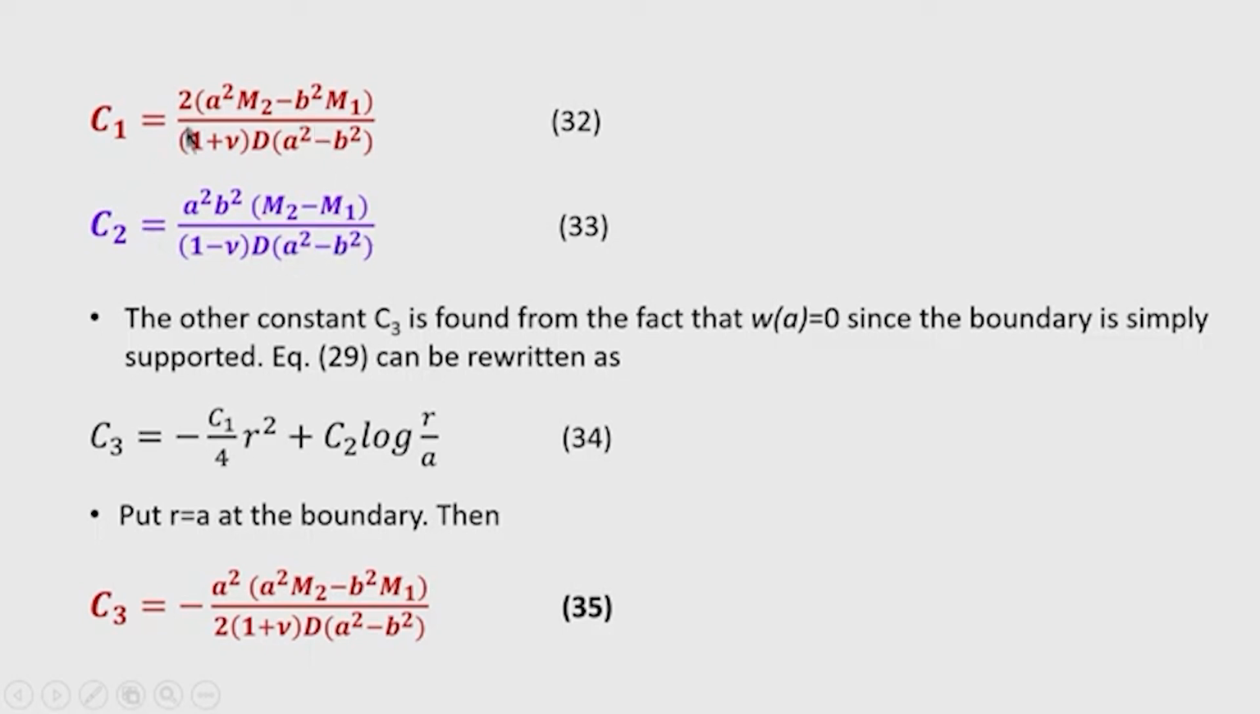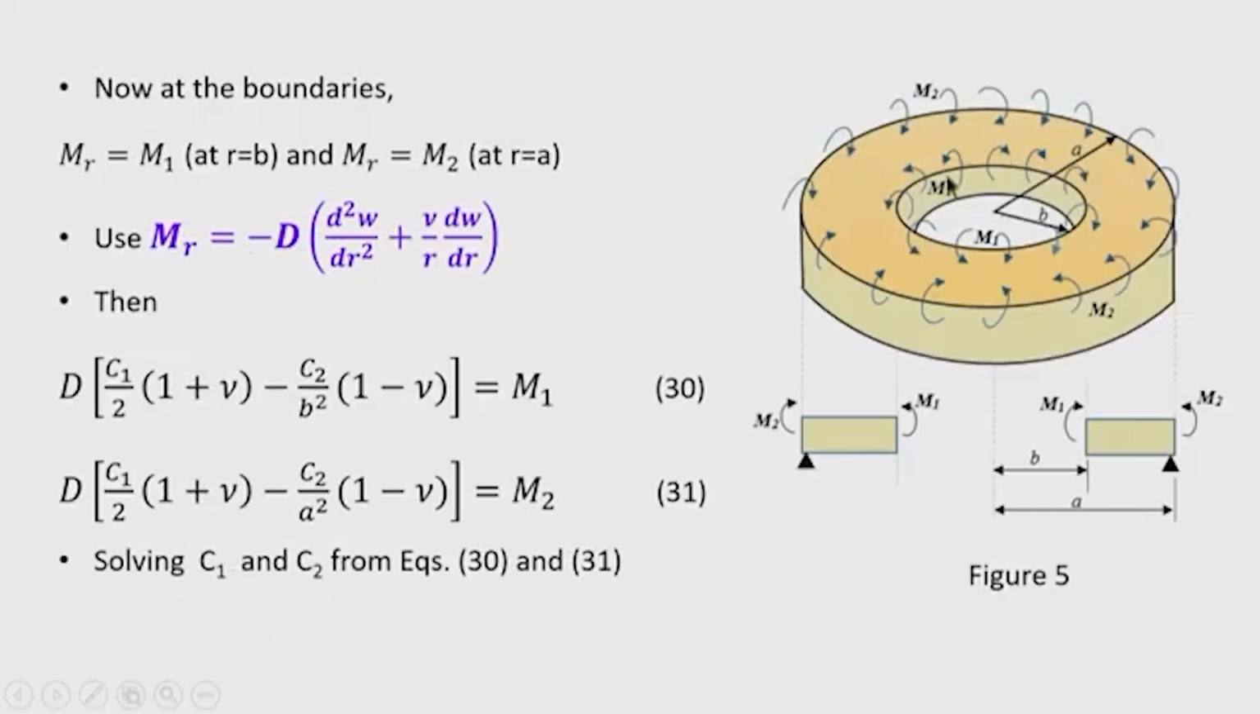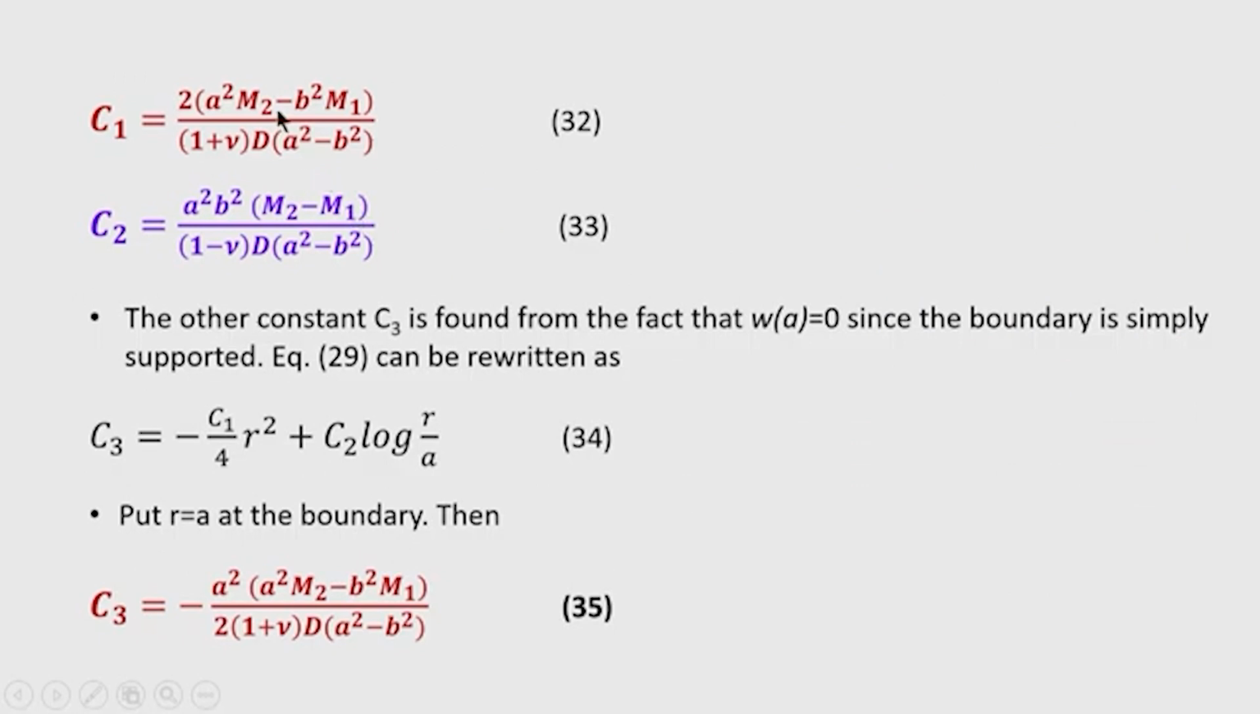So, these two constants are obtained where a is the outer radius and b is the inner radius, as you have seen in this figure, and m 1 is the inner moment and m 2 is the outer moment. So, that has been shown in the figure. So, the other constant C 3 is found from the fact that in the simply supported condition at the edges, say at the outer edge the plate is simply supported. So, at r is equal to a, deflection must be 0. So, based on that we get another equation.